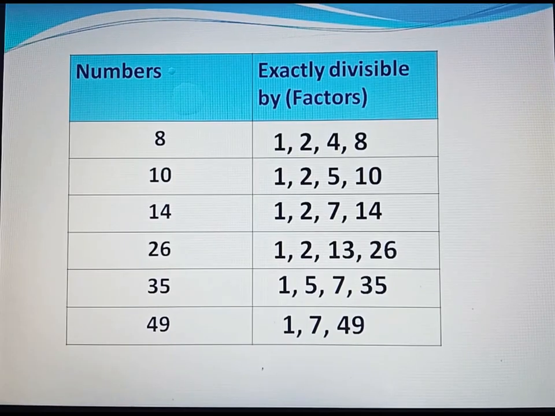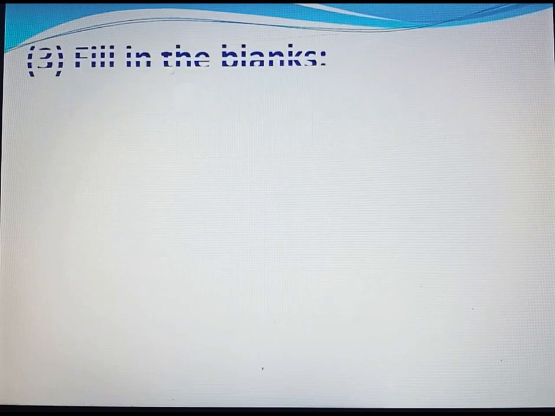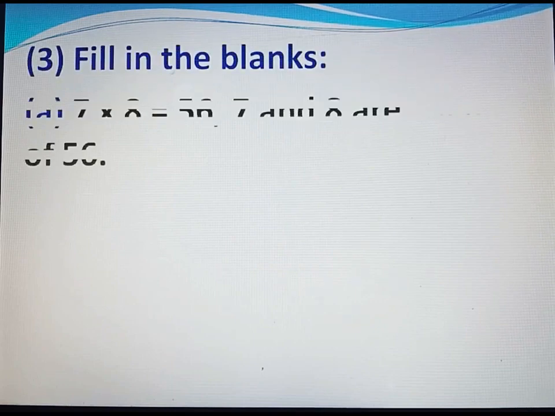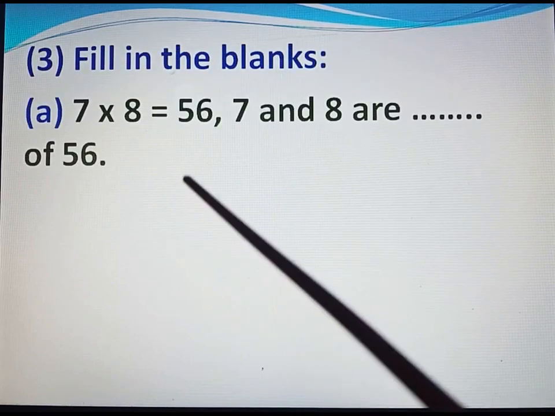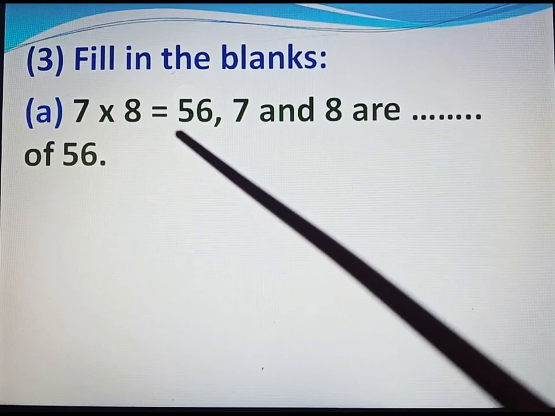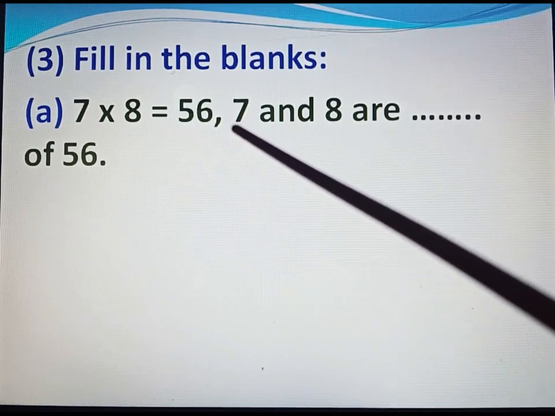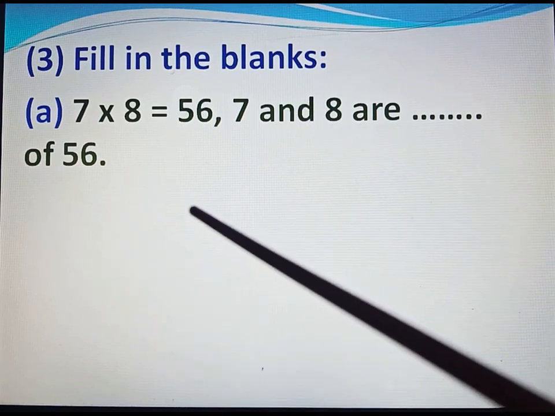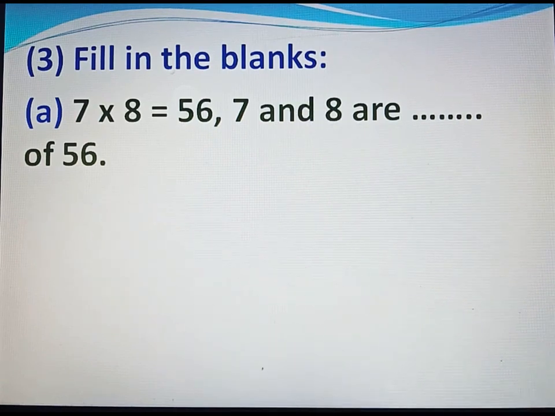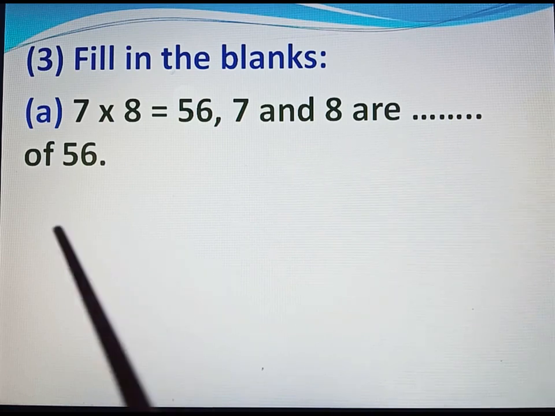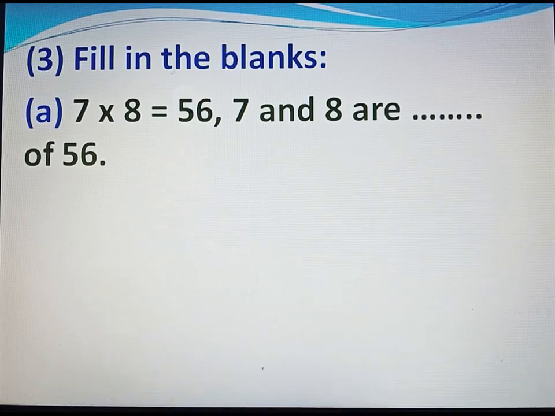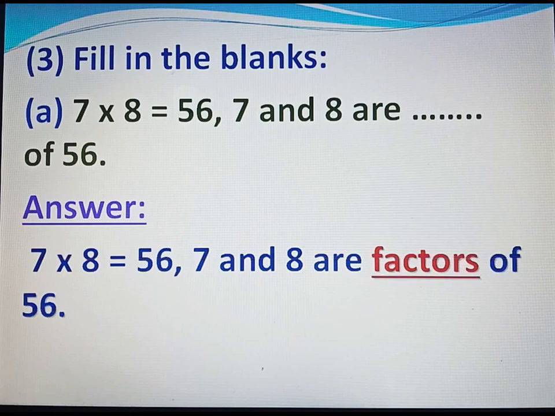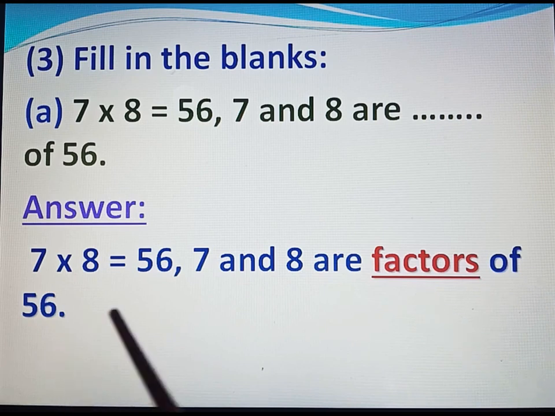Question number 3. Fill in the blanks. A part. 7 multiply 8 equal 56. 7 and 8 are dash of 56. 7 and 8 are factors of 56. Answer. 7 multiply 8 equal 56. 7 and 8 are factors of 56.